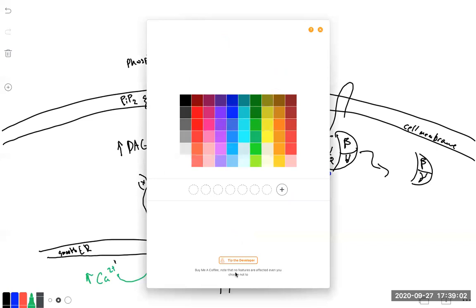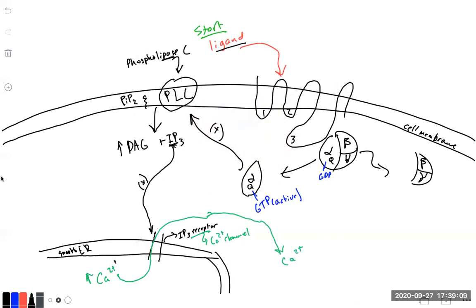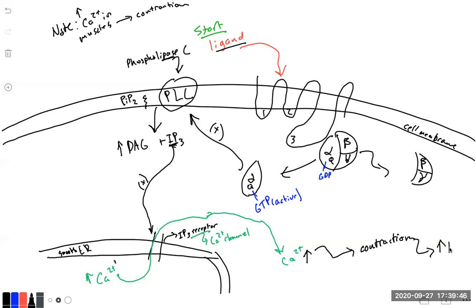Well, what does calcium do? We should know that calcium, and we'll note this up top, note calcium, high calcium in muscle results in contraction. So the calcium is going to start to increase in the cytosol. And when the calcium increases in the cytosol, we have contraction. When contraction happens, our blood pressure increases.